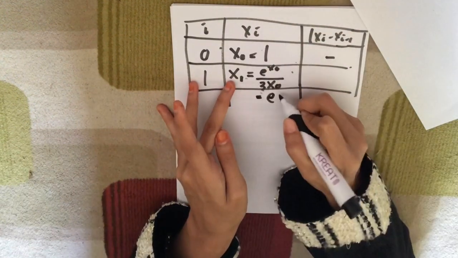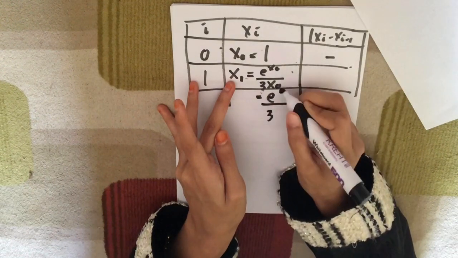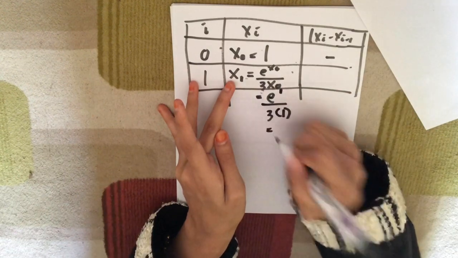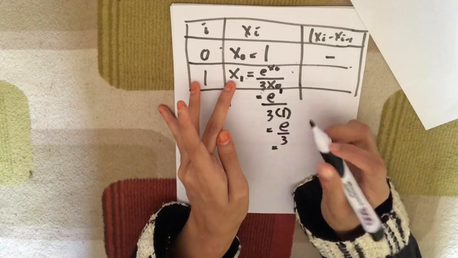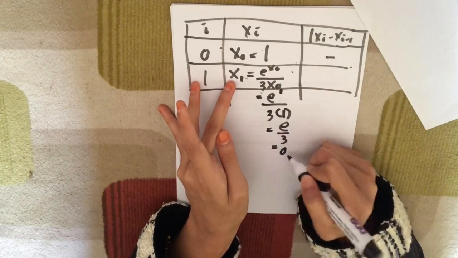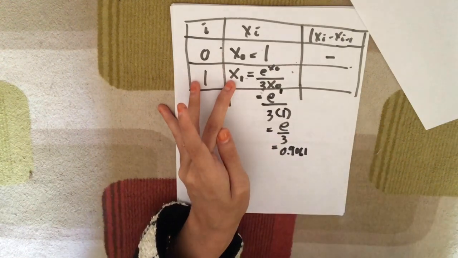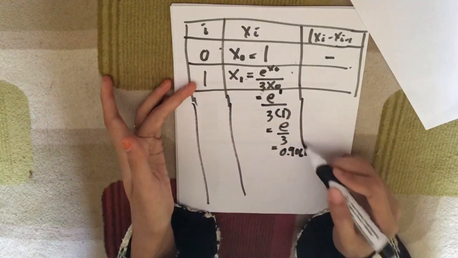So your x0 here is 1, so e power of 1 over 3x0. What is x0 just now? Same, 1. So that means you have e power of 1 over 3. So you can use your calculator, and you will get 0.9061. You can use your calculator to calculate it.